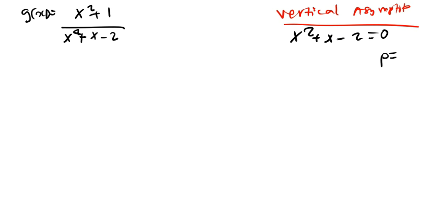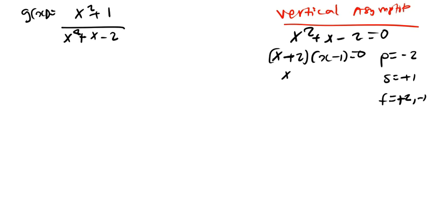The product is -2. The sum is positive 1. The factors should be positive 2 and -1, because positive 2 times -1 is -2, and positive 2 minus 1 is positive 1. So it's x plus 2 and x minus 1 is equal to 0. x is equal to -2 and x is equal to 1.